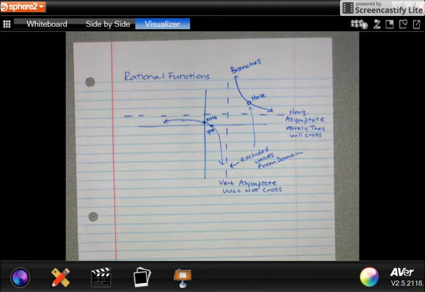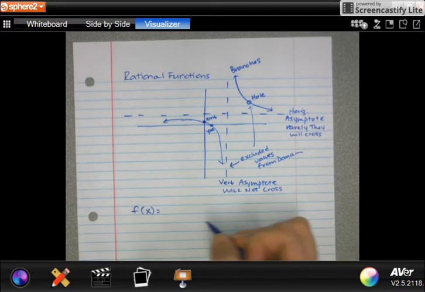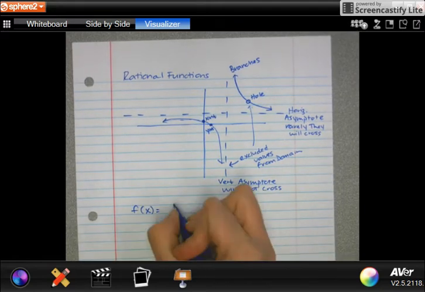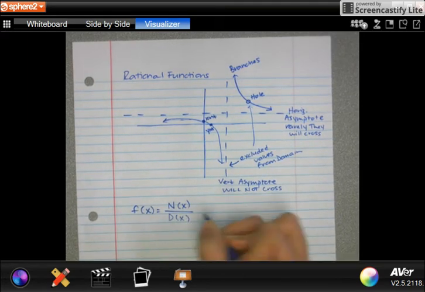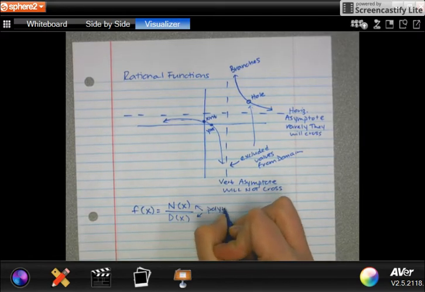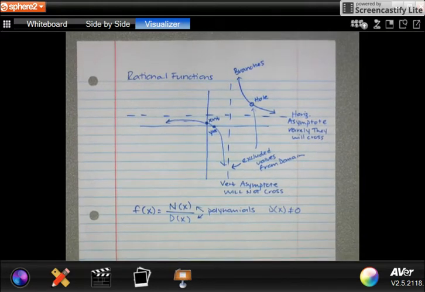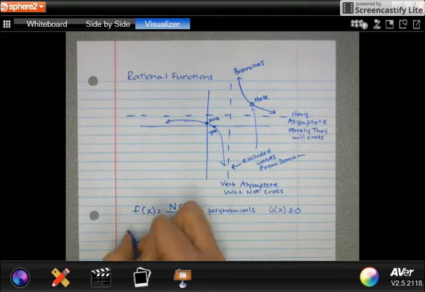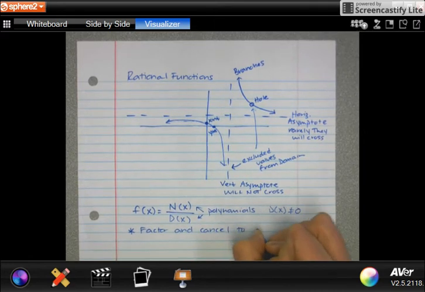So now that we know what a rational function looks like, we want to find how you would pick out this information if you were given the function rule for a rational function. Now, rational functions are always going to look like fractions with some sort of numerator and denominator that are both polynomials. But we should also note that the denominator can't equal 0 because if it did, we'd have 0 on the bottom. So our whole goal in simplifying these is to factor and cancel to simplify.